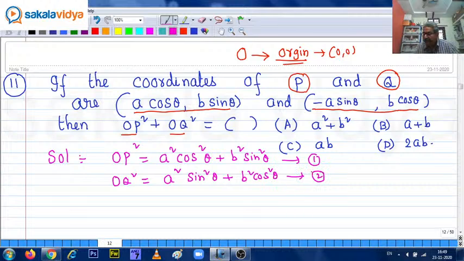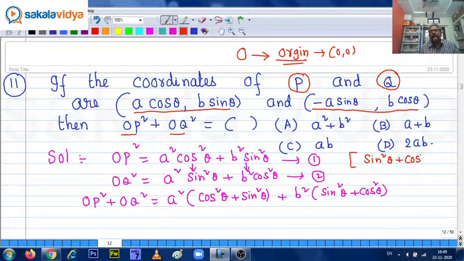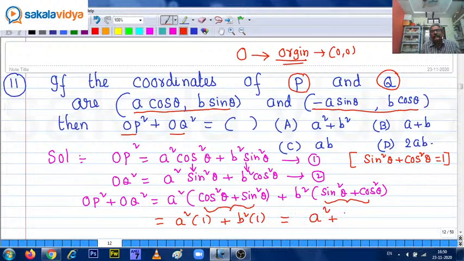Having evaluated OP square and OQ square, we need to find OP square plus OQ square. So let us add together. From this one take a square common, from this one take b square common. Adding, a square times cos square theta plus sin square theta, plus b square times sin square theta plus cos square theta. Could you suggest anything now? Yes, sin square theta plus cos square theta is one of the important identities we have studied. That's equal to 1. So we get a square times 1 plus b square times 1. So the answer is a square plus b square. So A is the right option.